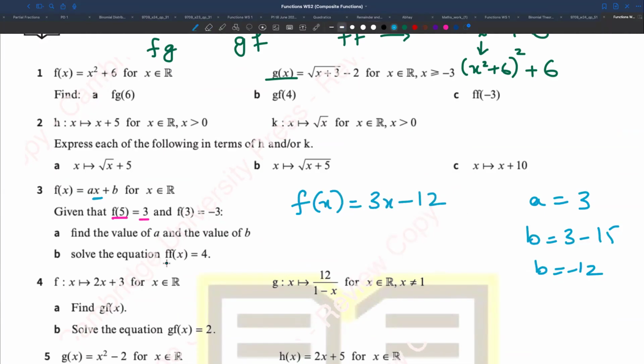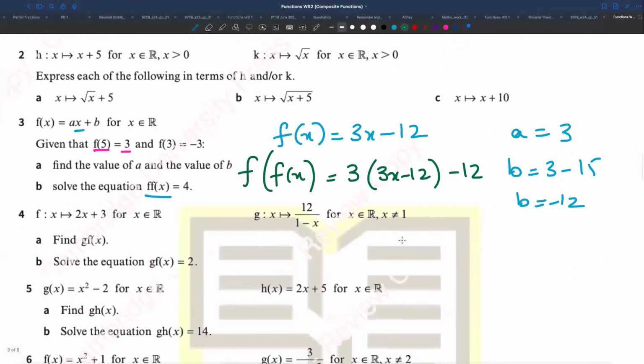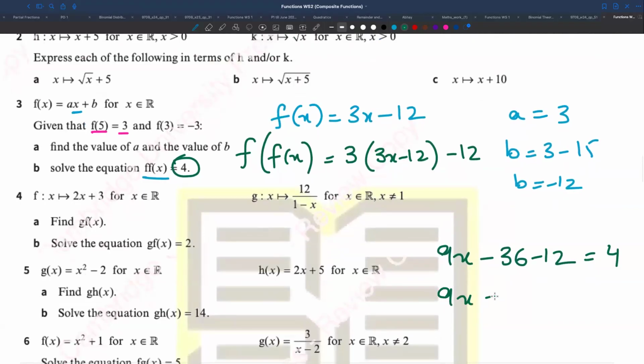Now it says find f of f of x equals to 4. So in the first step, what you will do is, in place of x, you will write 3x minus 12, right? And this minus 12 was already outside, so first I expanded this, so this will become 9x minus 36 minus 12, right? is equals to, what to do, 4, so you set it equals to 4, so 9x is equals to 4 plus 48, so x is equals to 52 upon 9.